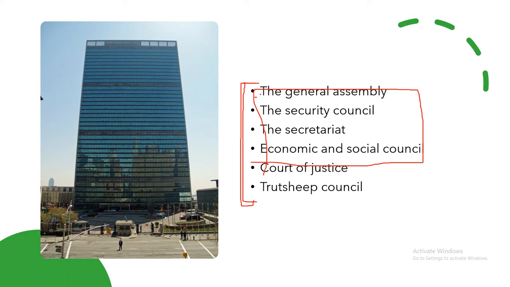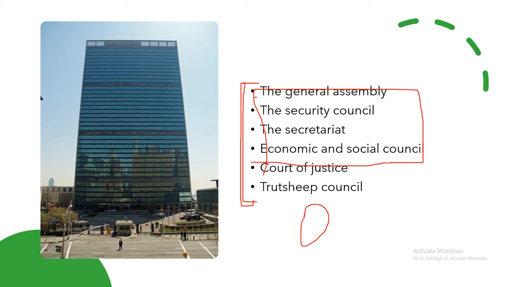The General Assembly is the main organ of the UN. But first, let us discuss the aims of the UN. First, to maintain international peace and security. I already told you that this is the main aim of the UN. Disputes are discussed at meetings, and efforts are made to find peaceful solutions.